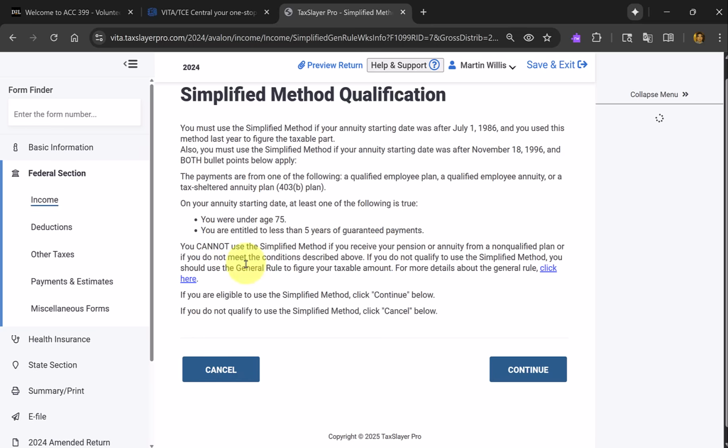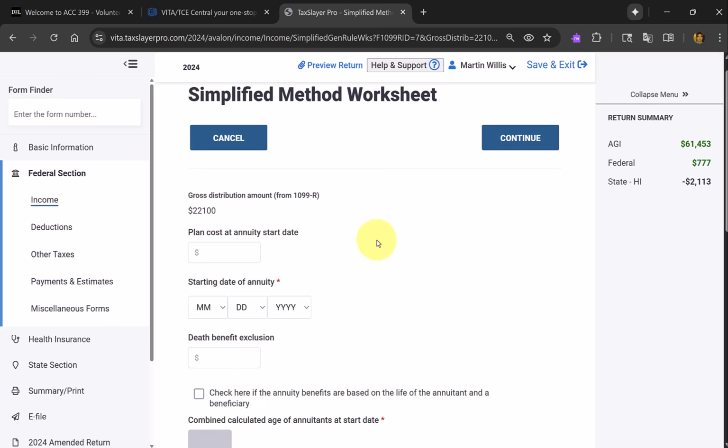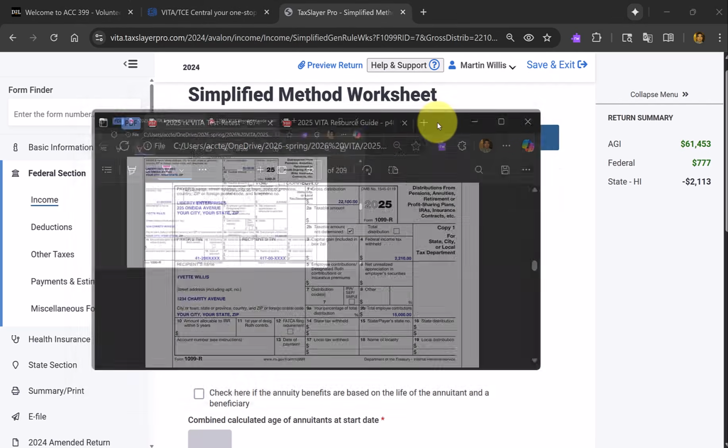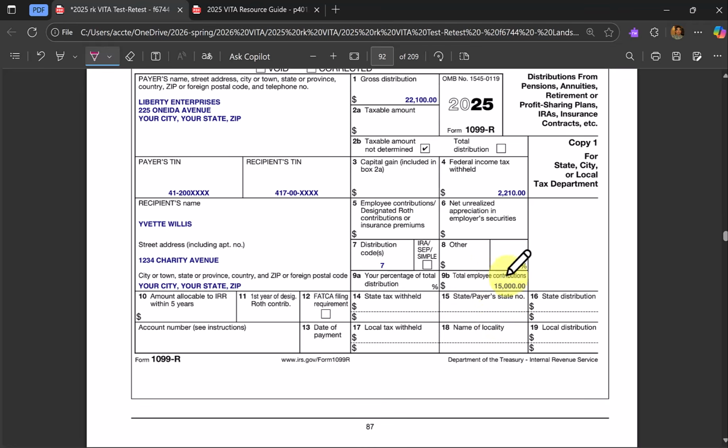Okay, so this is the rules here, which I won't go over. Let's continue. And the gross for the year is 22,100. And the costs that she had put in over her work life is reported on the 1099-R form right here in box 9B. So again, this is her cost that she's going to recover tax-free over her or their joint lives.